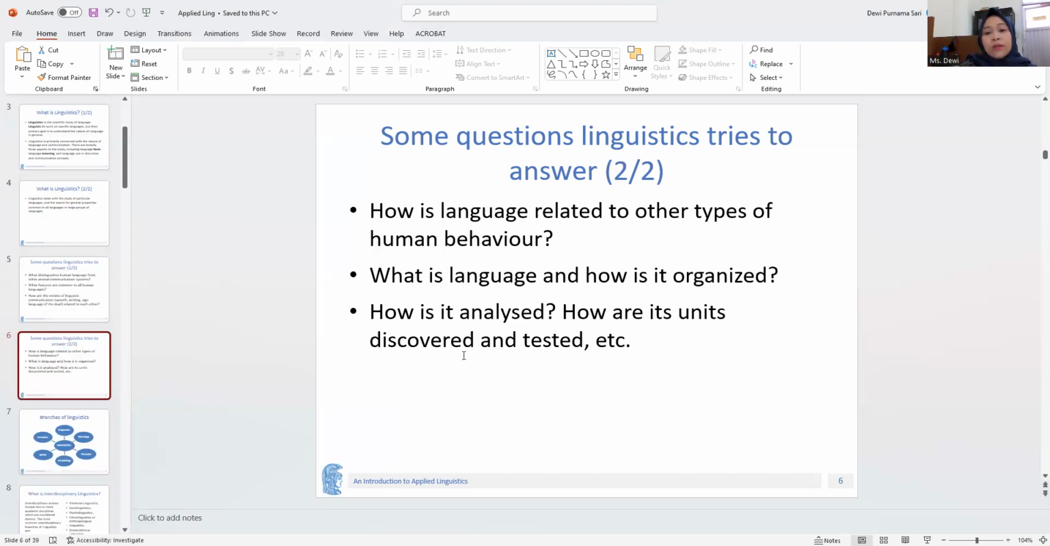Okay, next, how is language related to other types of human behavior? And then what is language and how is it organized? And the last one, how is it analyzed? How are its units discovered and tested, etc.?